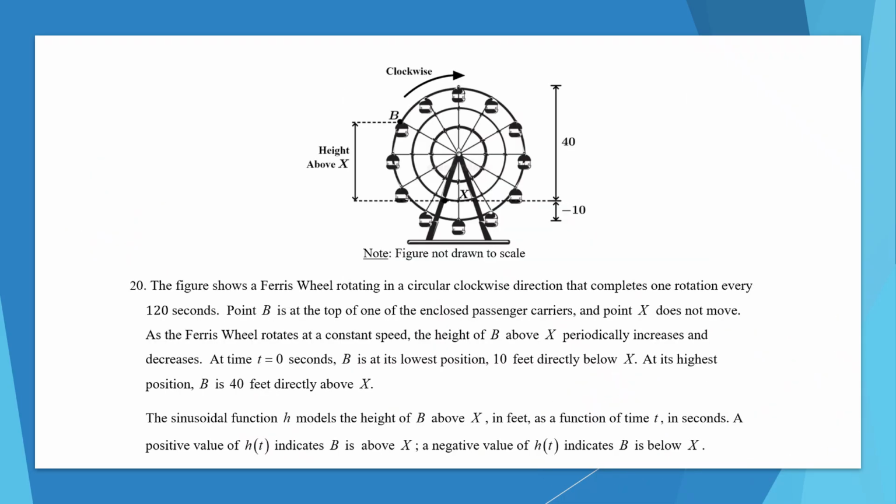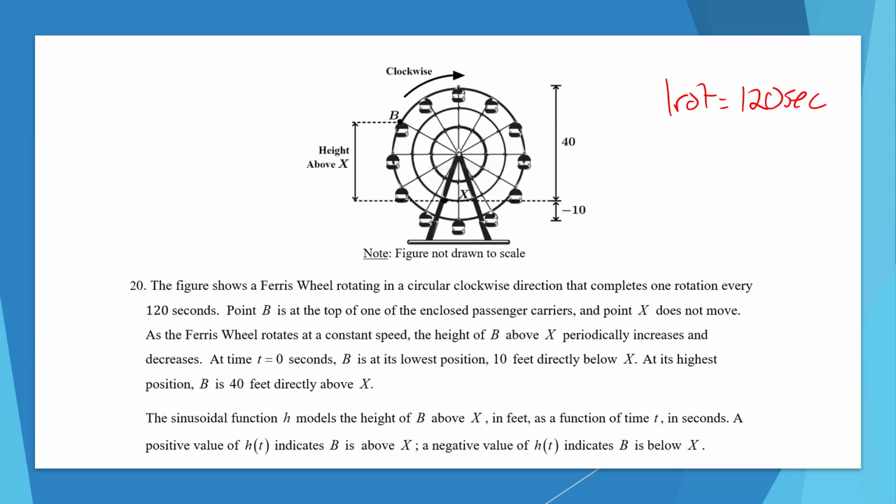All right, so for question number 20 here, I'm going to read through and work through this story problem as if I was solving it, and then solve the rest of the questions after I work through this. So here the figure shows a Ferris wheel rotating in a circular clockwise direction that completes one rotation every 120 seconds.